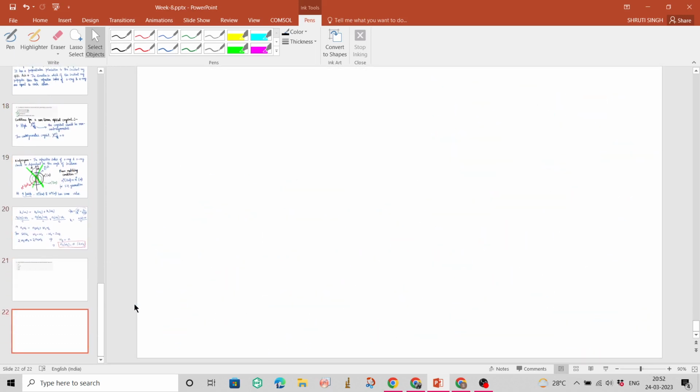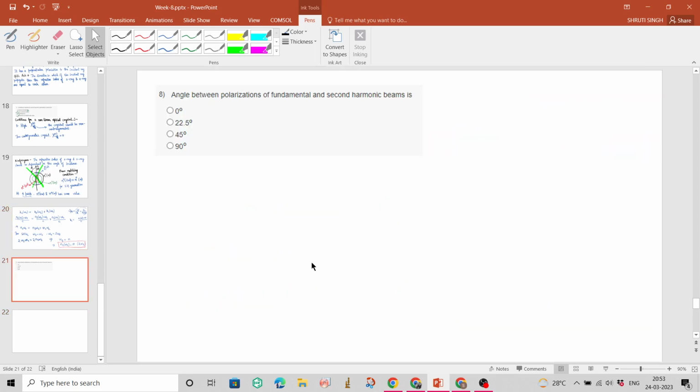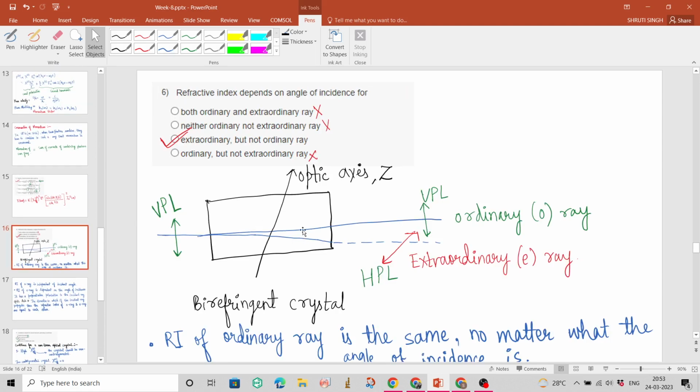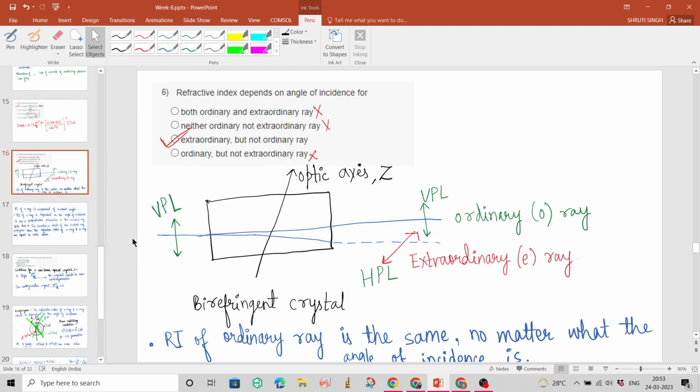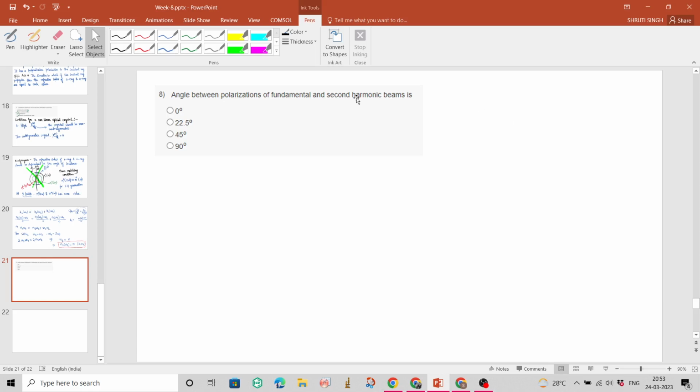So let's move to the next one, and this is the last question for this assignment 7. The question is, angle between polarizations of the fundamental and second harmonic beams is 0 degree, 22.5 degree, 45 degree and 90 degree. I think I discussed this question somewhere here in the birefringence, that angle between the polarization of the fundamental and the second harmonic.